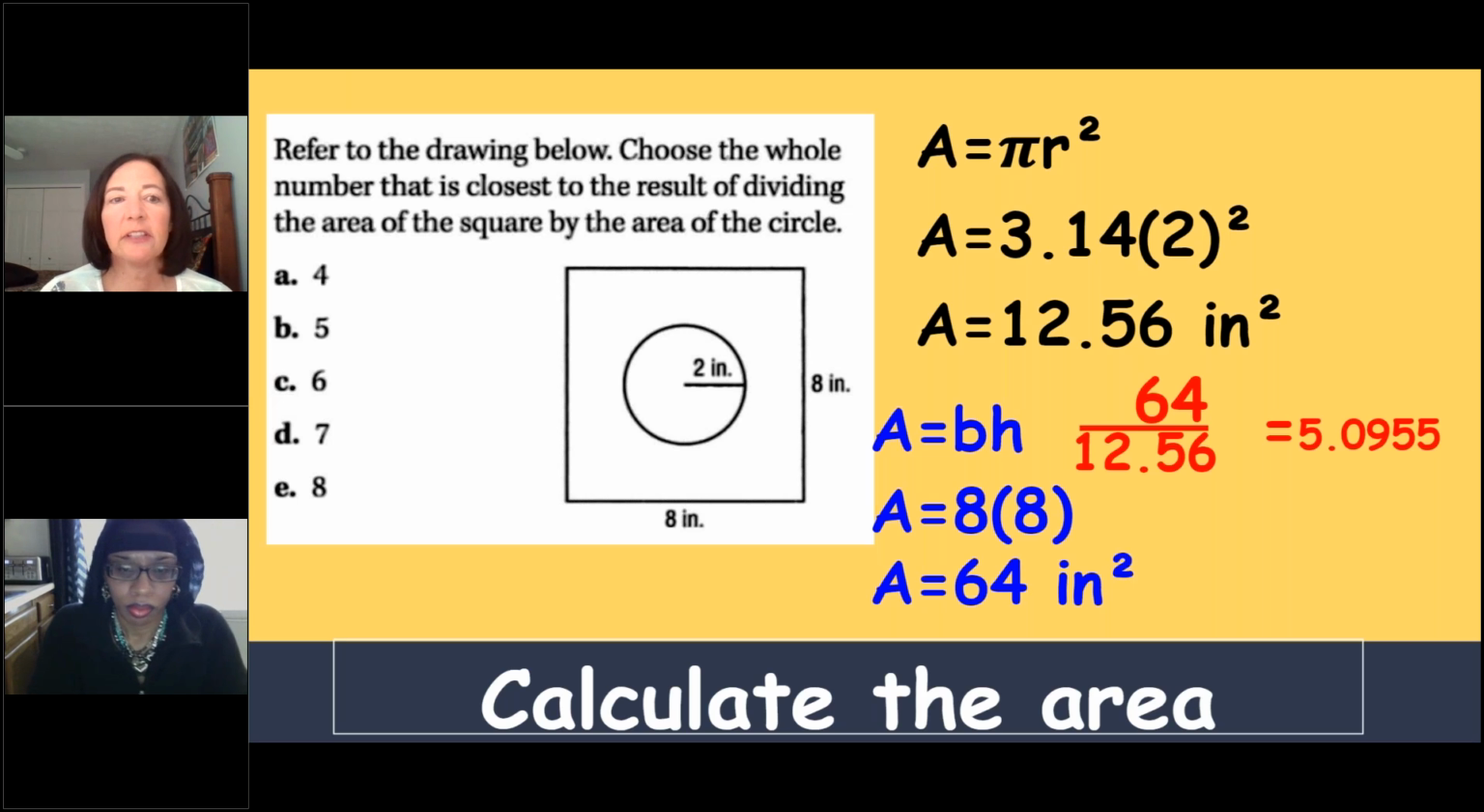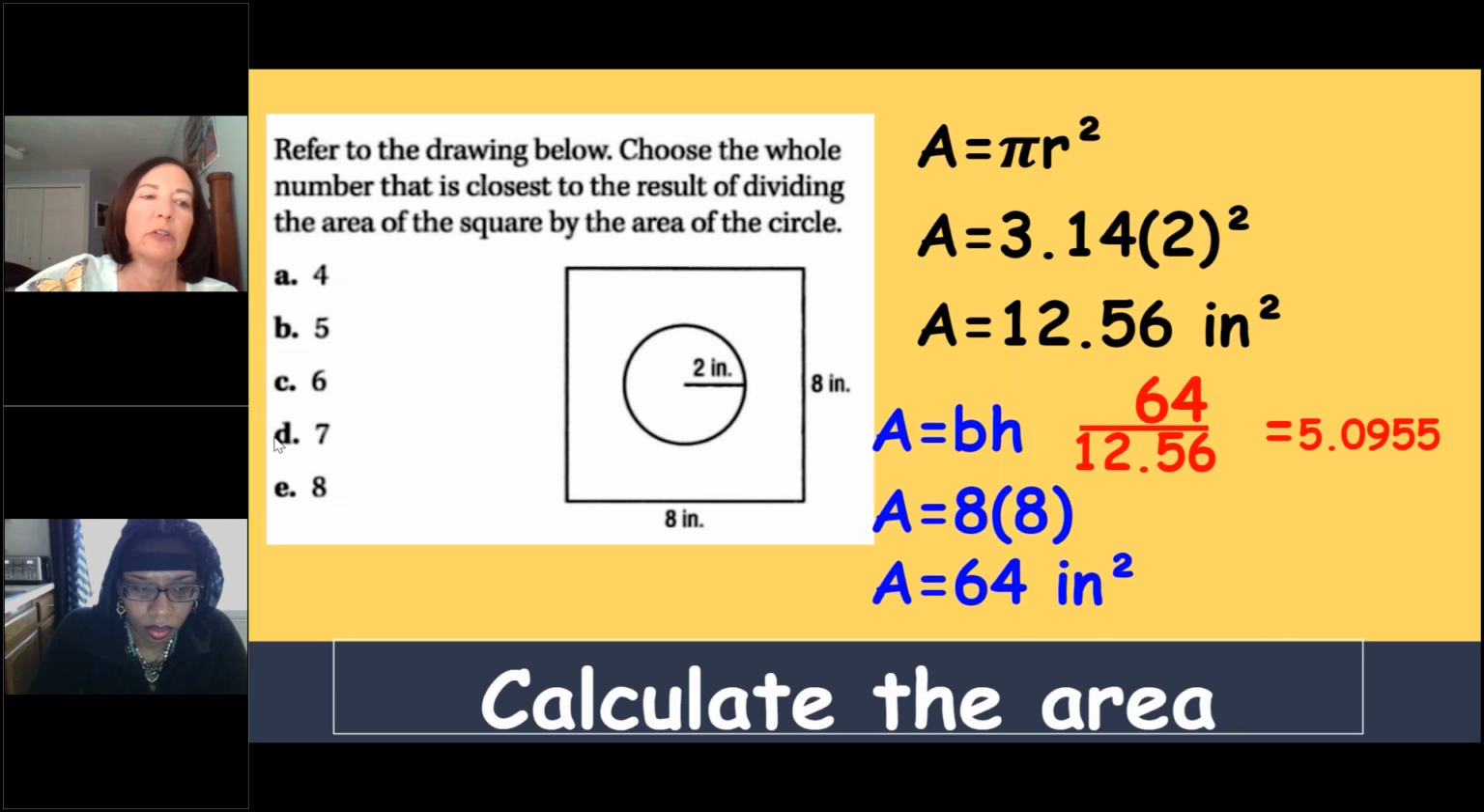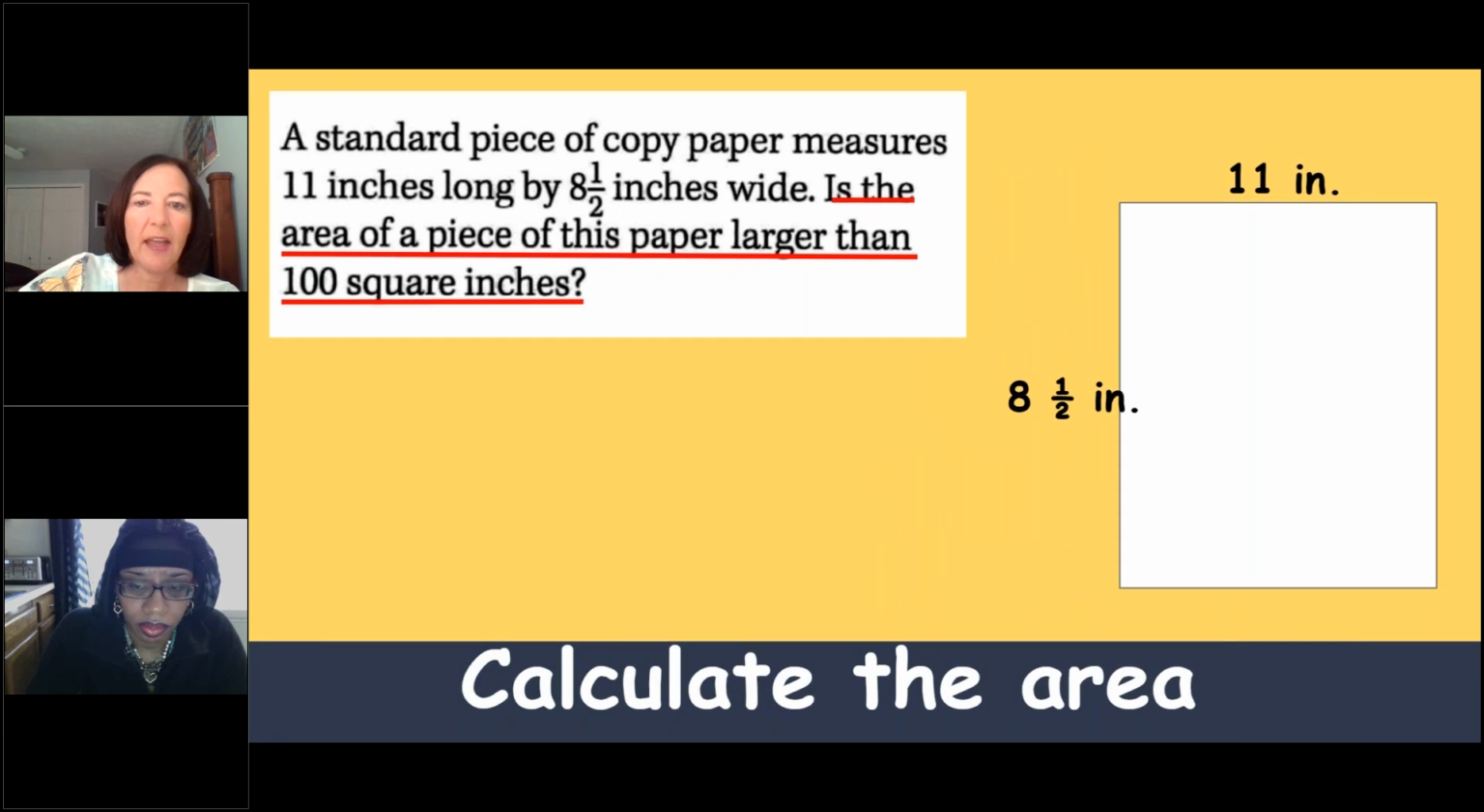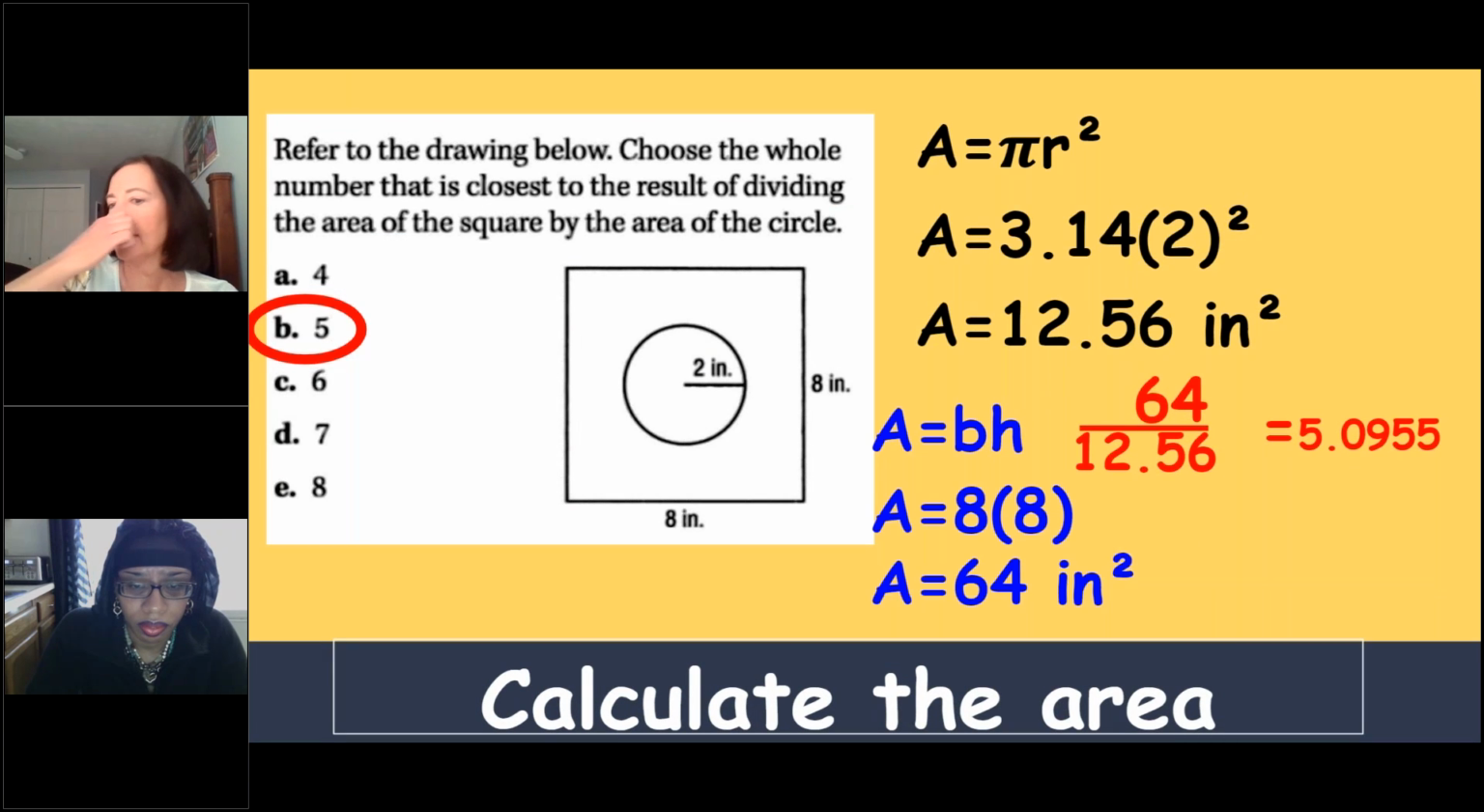But now the question, they still aren't satisfied. They want us to choose the whole number that is closest to the result of dividing the area of the square by the area of the circle. So our 5 choices are over here to the left. Is it closest to 4, 5, 6, 7, or 8? It's closest to 5. And that's it. Perfect.